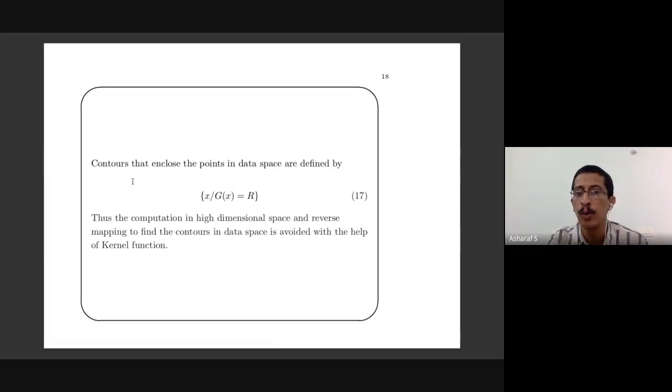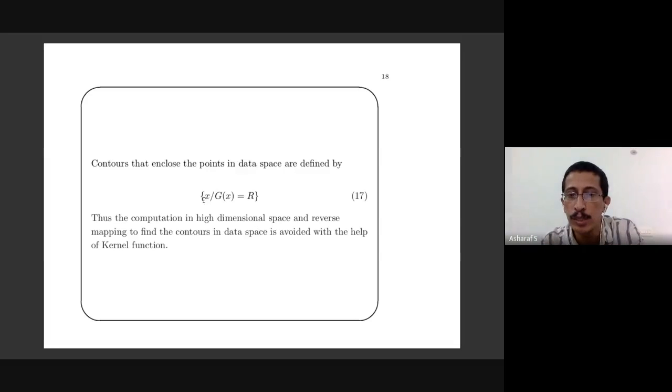So the contours that enclose the points in the data space, which are essentially the clusters, are those points which are at a distance of R from the center of the sphere in the feature space. If they are at a distance of R, they are the contours. If we can identify those points which are at a distance of R in the feature space, we know which points define the contour. That's the computation in the high dimensional feature space and the reverse mapping.